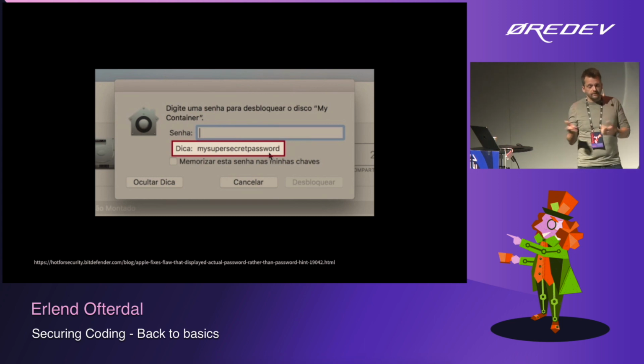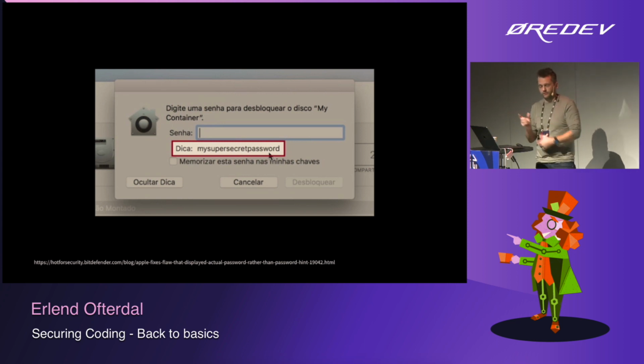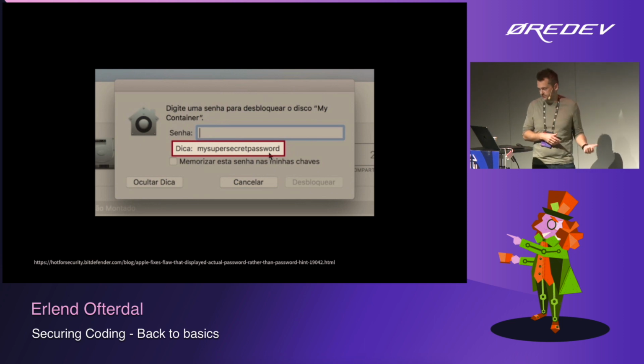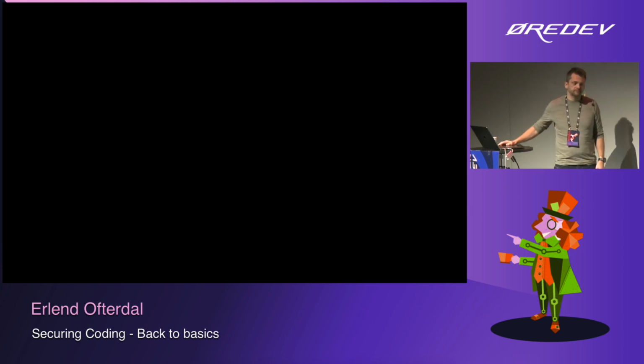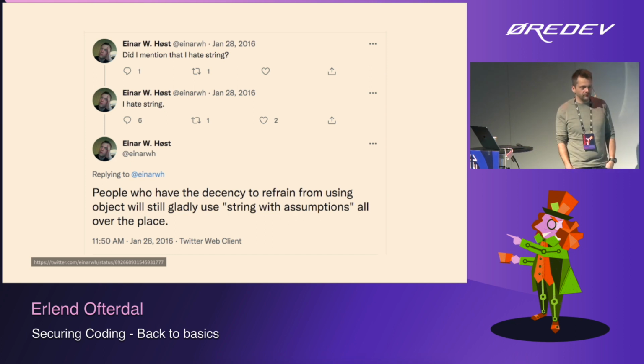And you can think about this. How did this happen? Well, you have two strings, and oh, I took the wrong one and put it in the box. It's easy. They were both strings, but one of them was the hint, one of them was the password. Okay. And then there's Einar, who's speaking at this conference. He wrote this lovely little thing on Twitter.